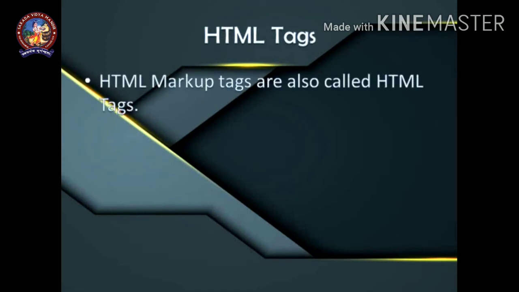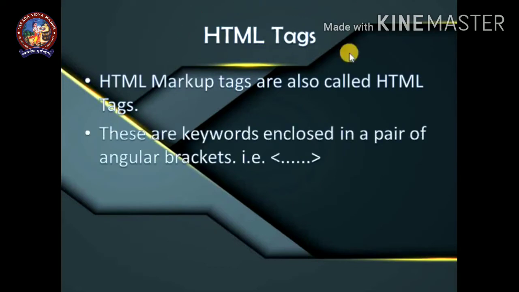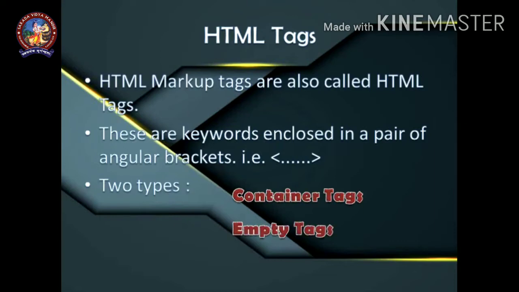HTML tags are actually the markup tags, also called the HTML tags. Markup means, as you remember, the text which is used to create layout and design in a document. Always these tags are written inside the angular brackets. Remember that each and every HTML tag is written inside the angular bracket. And these HTML tags are basically of two types, that is container tag and empty tag.